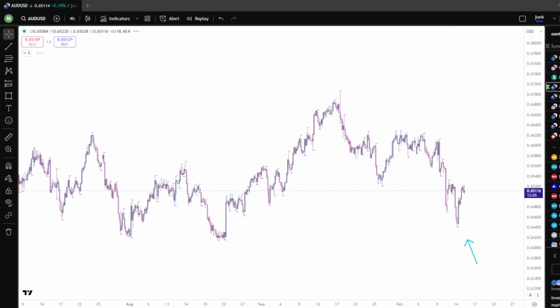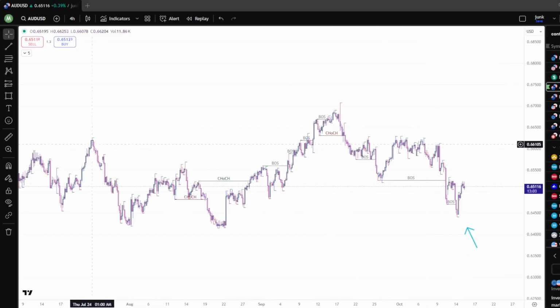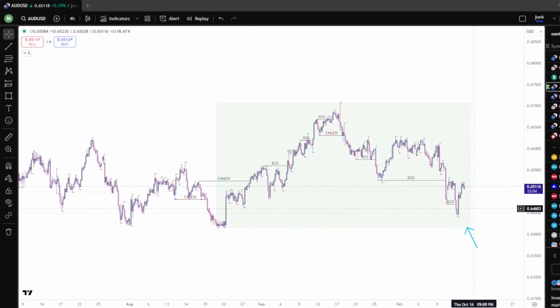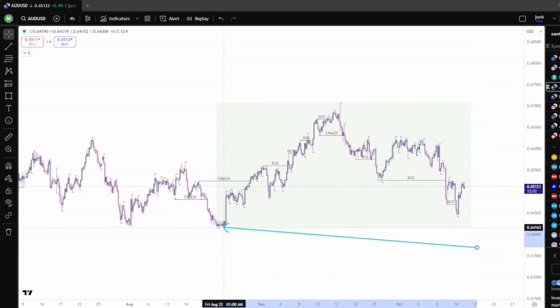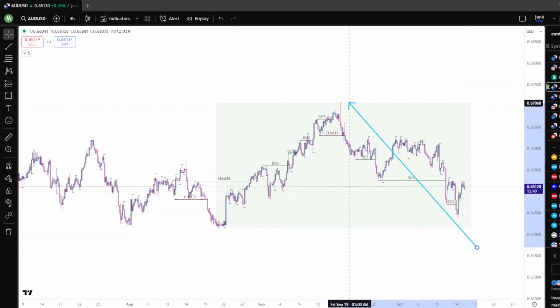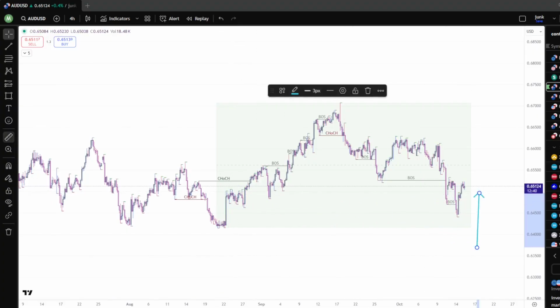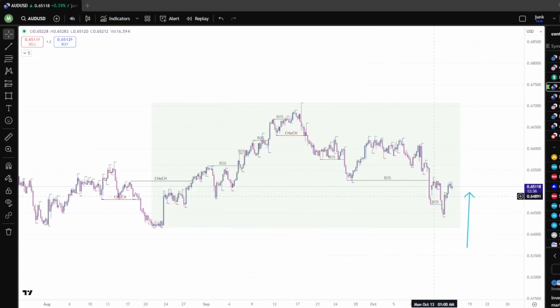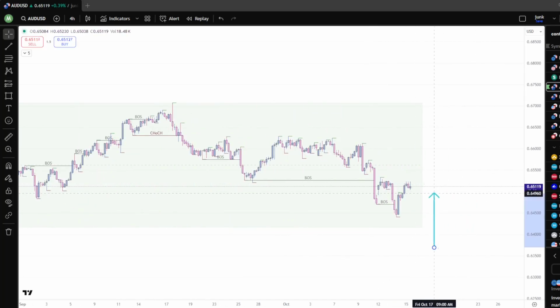AUD USD, let's go ahead and map out the current range. And it's still below that formed these highs. Bullish swing structure, though bearish internally. It has retraced all the way back down past this area of demand that pushed prices higher way back in August.